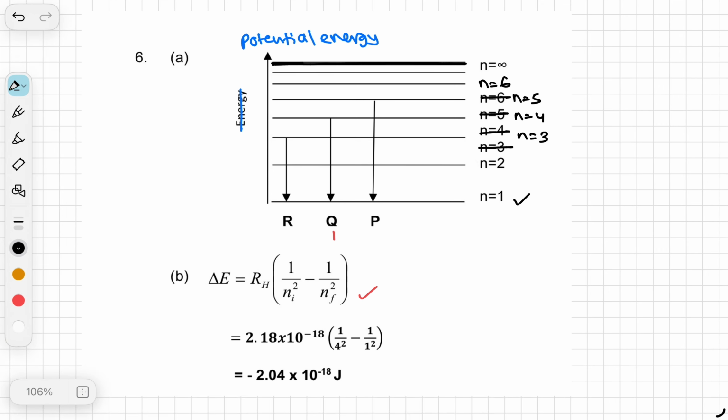Now, where was I? So transition for line Q would be from n=4 to n=1. For the final answer, you have it in negative sign. So please do a conclusion. Energy emitted equals 2.04 times 10 to the power of negative 18 joule. Or energy released. That'd be good.